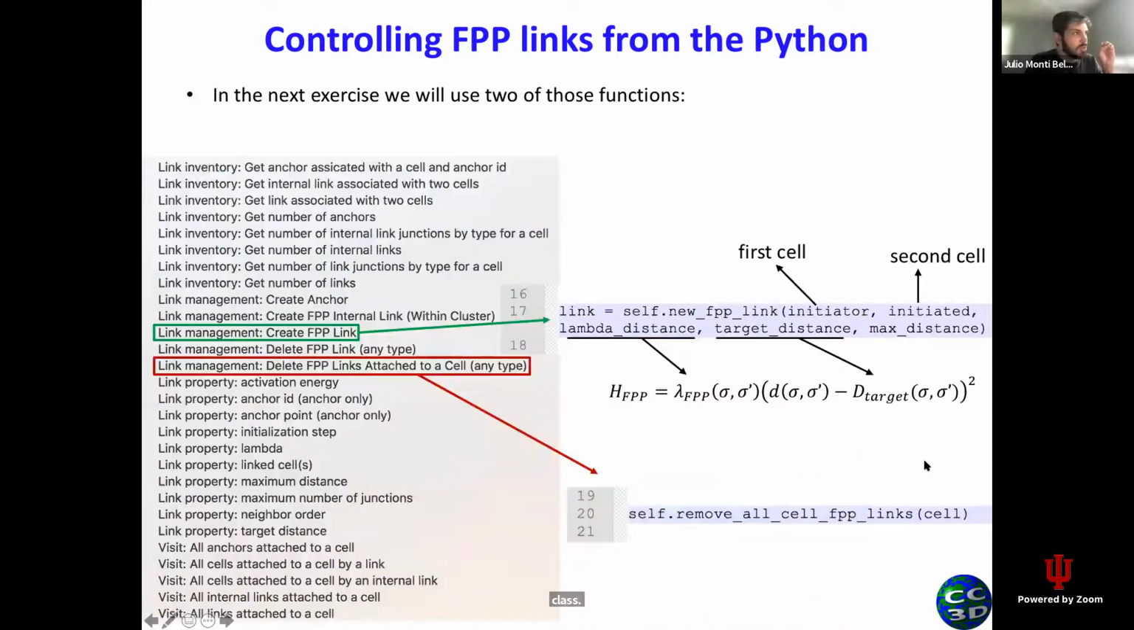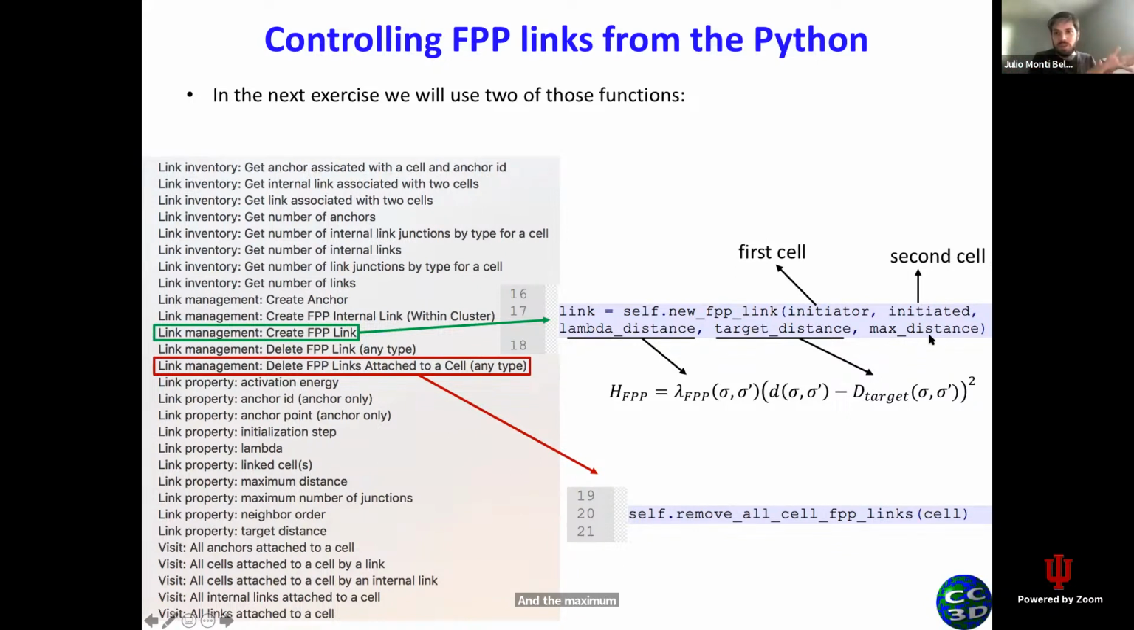All right, so here are the highlights. The one you'll be using most often is create FPP link. If you click that, you create a link, self.new_fpp_link, where the initiator is the first cell and the second is the other cell. So cell A makes a link with cell B. The links are symmetric, so it doesn't matter if it's A and B or B and A. Then you give other parameters: the lambda distance, the target distance, and the maximum distance, which is the distance at which the links break.